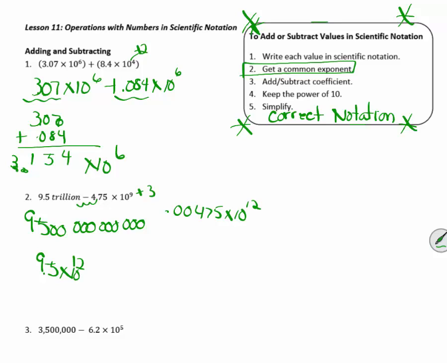Now I can go through and do my problem. I'm going to actually put it up here, 9.5 times 10 to the 12th minus that big thing there. So when I do that, if I do 9.5 minus 0.00475, again, I'm doing it on the calculator and that's okay. So I get 9.49525, and then I keep the power of 10. Making sure that this is in correct scientific notation, that is less than 10, so then we're okay.